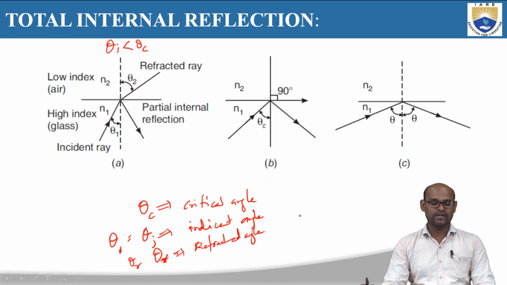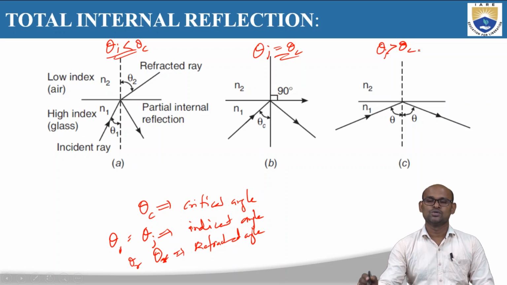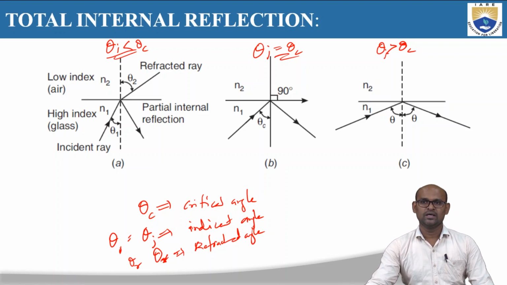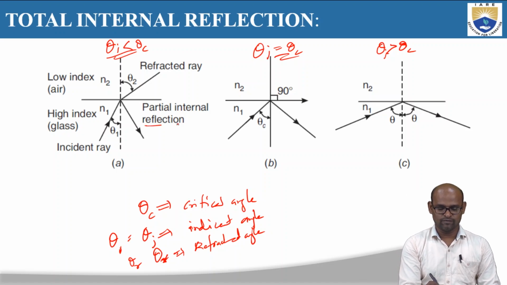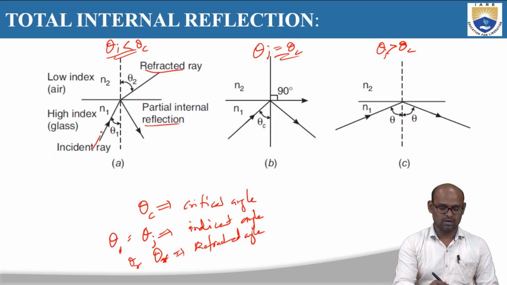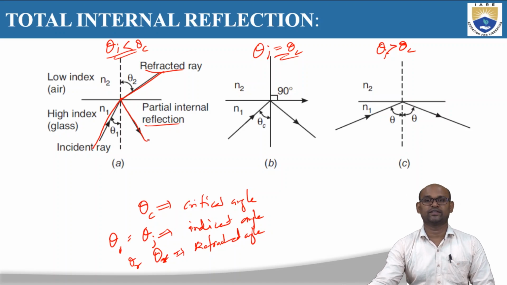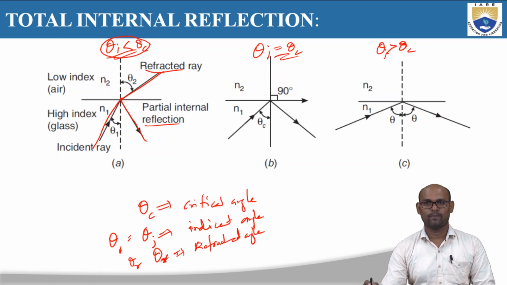So when theta I is less than theta C, what happens? What happens when theta I is equal to theta C? What happens when theta I is greater than theta C? These are the conditions. The angle of incidence is theta I. If theta I is less than theta C, there is reflection and refraction. Partial light gets refracted and the other partial light gets reflected. So there is both refraction and reflection when theta I is less than theta C.